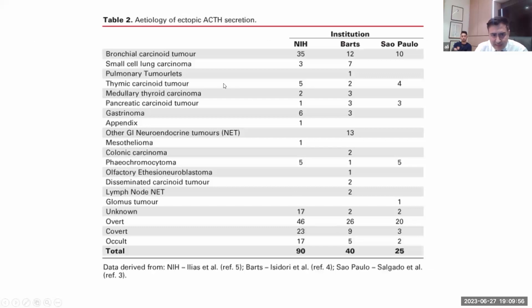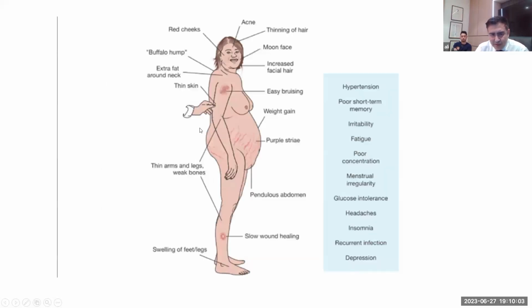So this is just a list of different types of tumors that can cause paraneoplastic raised ACTH. This diagram is for you to sit down and memorize the features of Cushing's disease, which we talked about, but we showed you some pictures of their striae. We talked about spinal fractures. We talked about the buffalo hump.